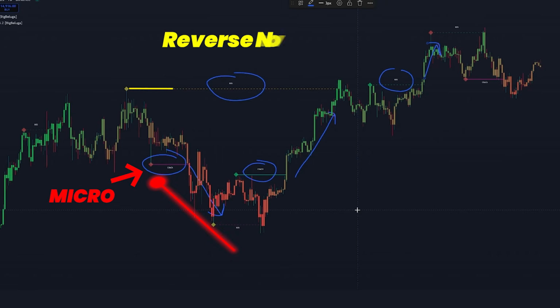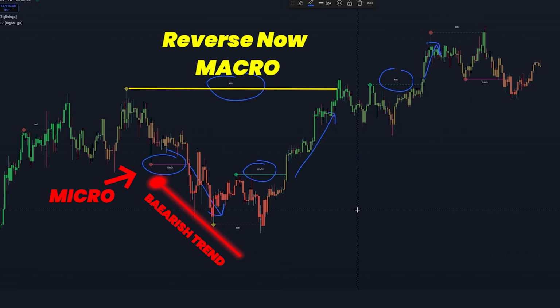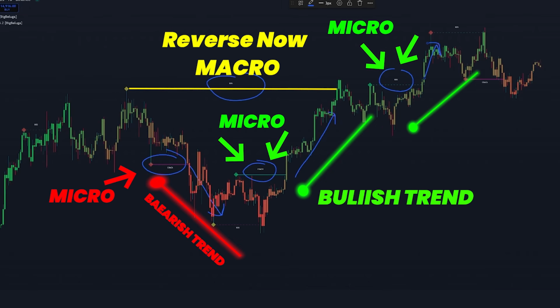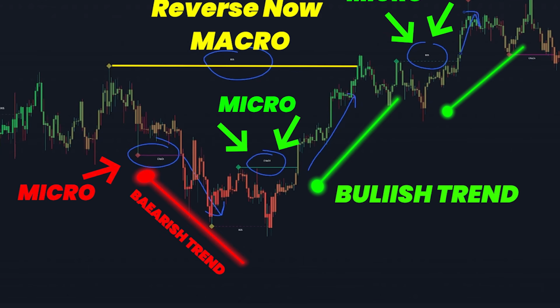So using these signals and combining the macro and micro analysis of smart money concepts can be a massively powerful approach to trading. Using these clean labels on your chart to break the market down and the price action into its components can really help you navigate the market.